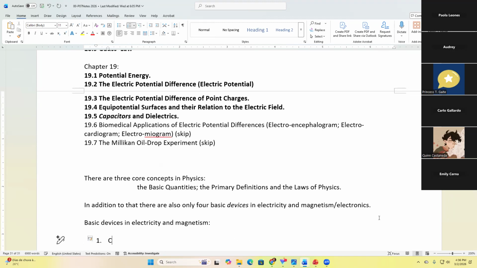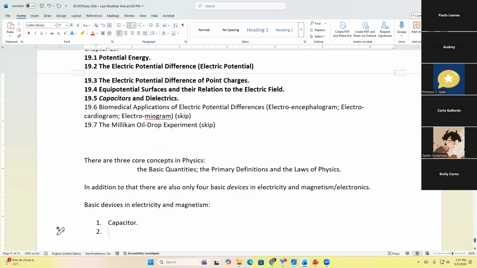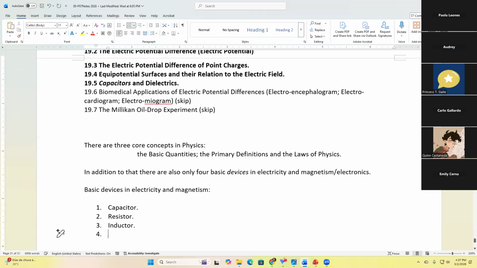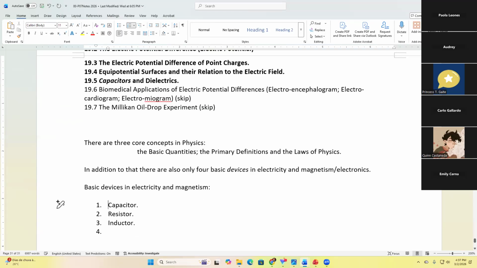The first one is the capacitor. It's the simplest of all, the one that was first invented. And I'm going to tell you how a capacitor is put together very soon. Okay, hang in there. The other one is the resistor, which we're going to talk about later on. The other one is the inductor. And the fourth, we're going to talk about all those three. We're going to cover them all in our course.